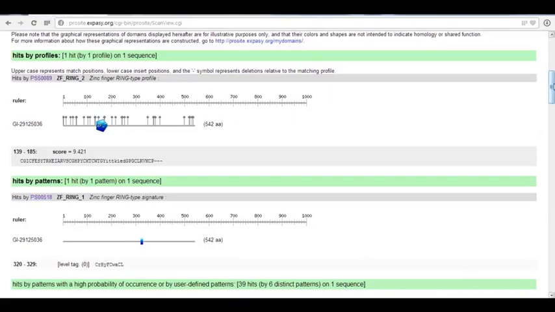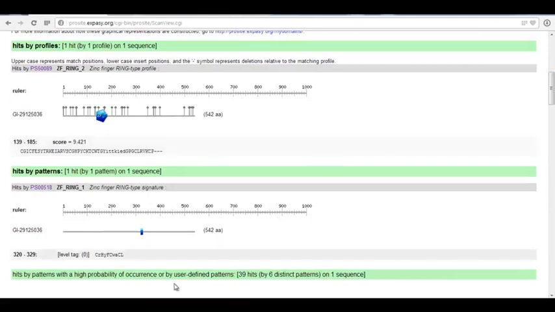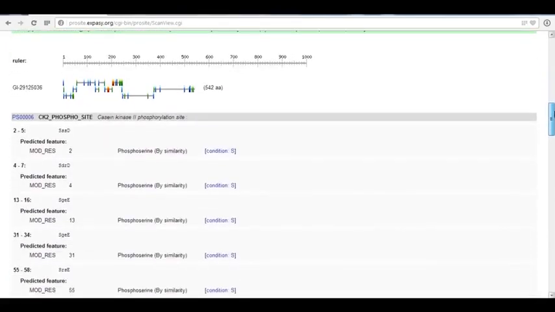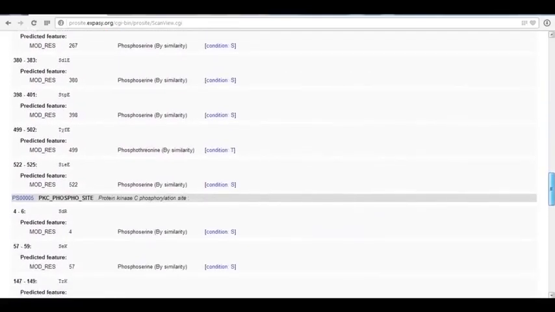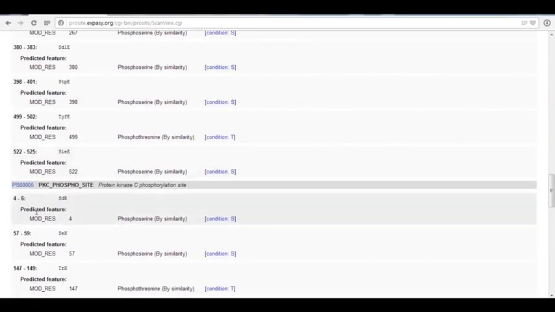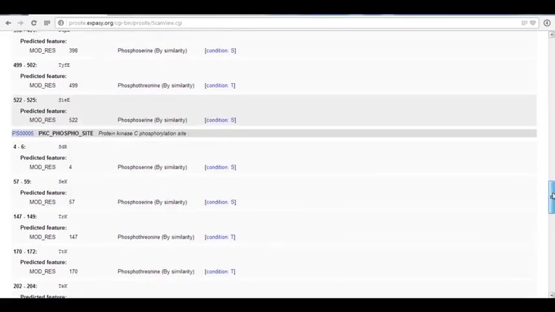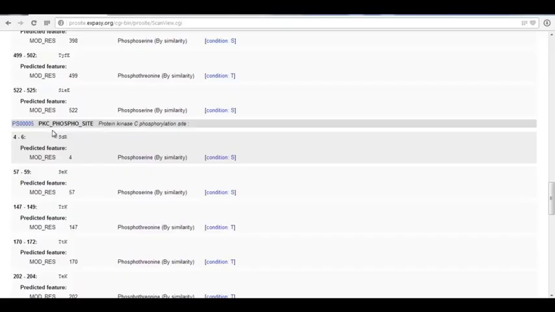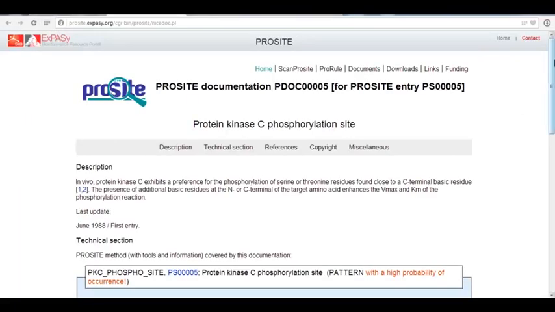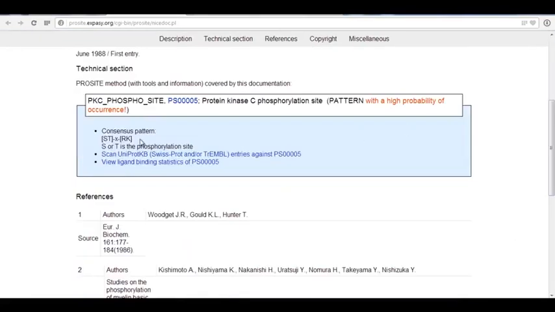Now, I should point out that below the high-frequency match bar are a series of short patterns. You see a phosphorylation site. You see another protein kinase C phosphorylation site. You see that it occurs frequently at positions 4 to 6 and 57 to 59 and at other places. The reason that bar is there is that this is a pattern that happens very frequently. I can go to the documentation and show that, well, that is the pattern that we just saw in this video. S or T, followed by anything, followed by R or K.